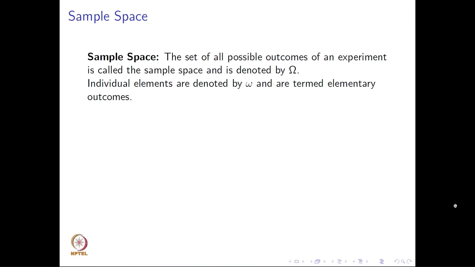Okay, to start this tutorial, we'll look at the definitions of some of the fundamental concepts. The first one to consider is that of the sample space. The set of all possible outcomes of an experiment is called the sample space and is denoted by capital Omega. Individual elements are denoted by small omega and are termed elementary outcomes.